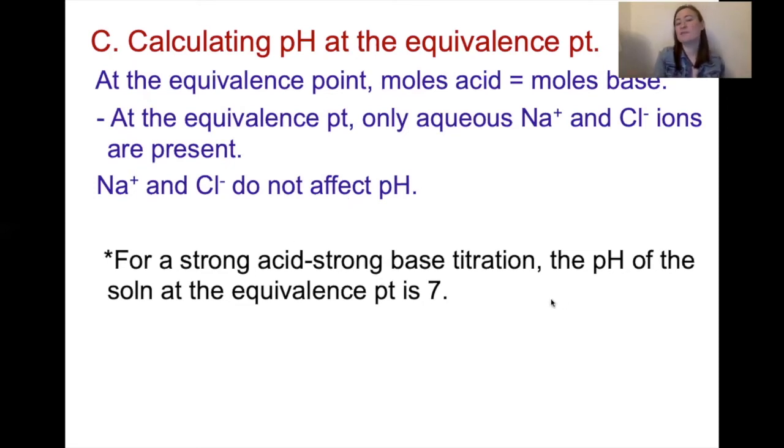If either of these is weak, then the conjugate is going to have actual acid-base properties. The conjugate is not going to be neutral, and so your equivalence point actually won't be at a pH of 7. It will be at some other pH, depending on whether you're reacting a weak acid or a weak base or both. But for a strong acid and strong base, the pH at the equivalence point is just 7.